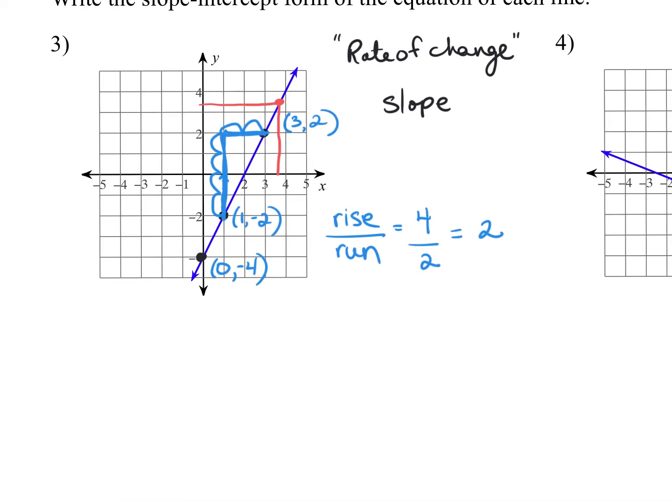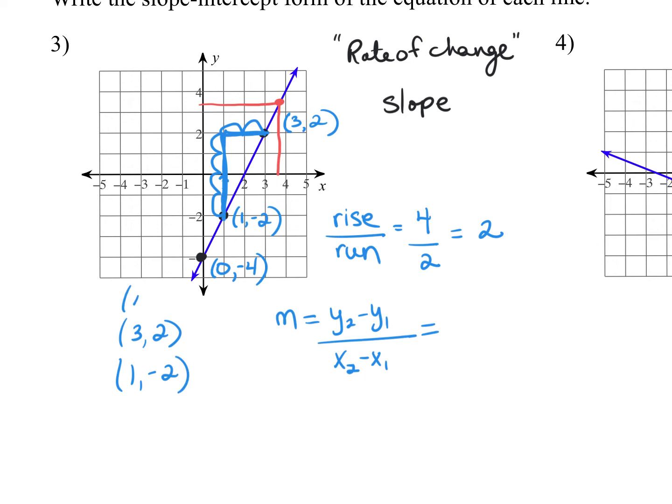The other way to determine slope is using the slope formula, which is the difference of the y values divided by the difference of the x values. Okay, so using 3, 2 and 1, -2, remember we write our coordinates x, y. So my two y coordinates are 2 and -2, and my x coordinates are 3 and 1.